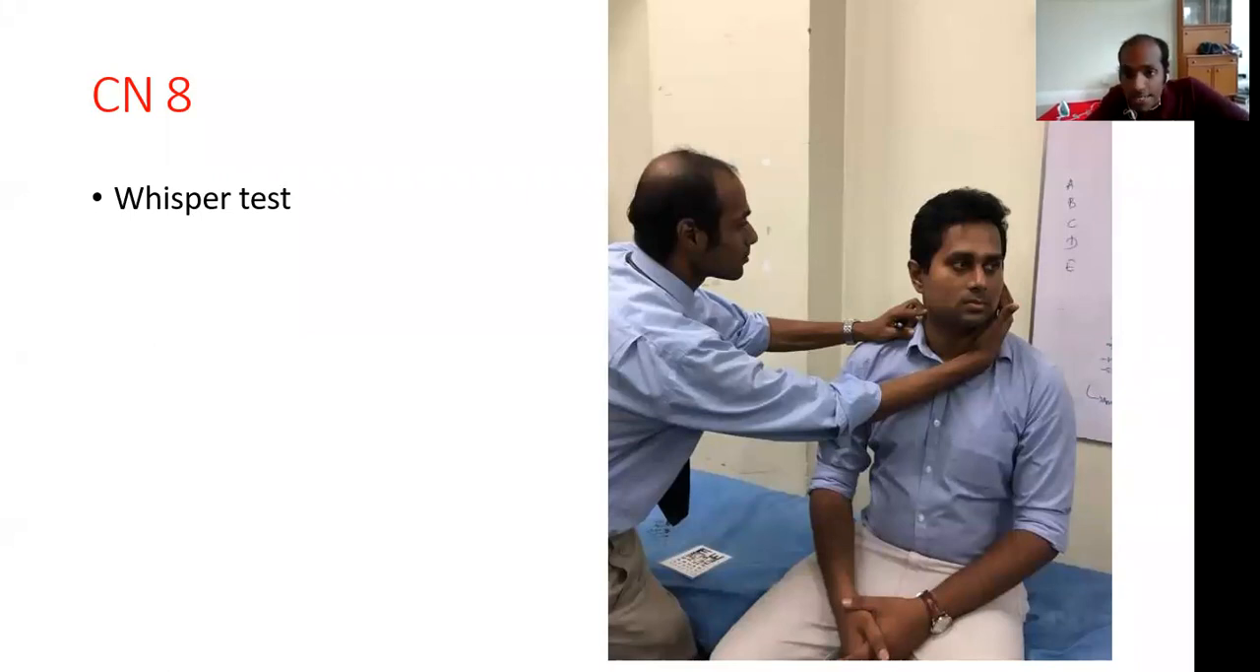And you mask, you can see my right hand is masking the opposite ear so that the patient does not hear from that side. So head turned to the opposite side, the other ear being masked, and then you whisper something into the ear. So this is the whisper test. It is a screening examination. The proper way you do this is with a Rinne's and a Weber's test. So 7 is muscles of facial expression, 8 is the whisper test. Now remember that the 8th cranial nerve also has a vestibular component which is not routinely examined.